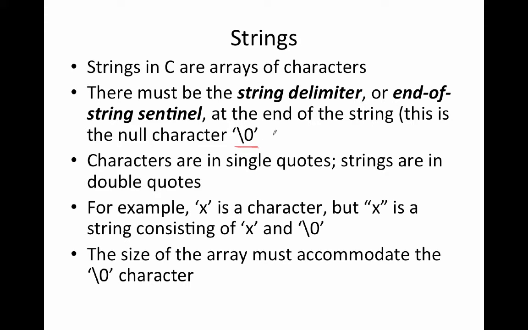In C, characters are in single quotes, and strings are in double quotes. So for example, if you have in single quotes X, that's a single character, but in double quotes, X is a string that actually consists of two characters, the character X and the end of string sentinel, the null character. So when you declare the size of a string array, you have to have enough space to accommodate that extra null character at the end of the string.